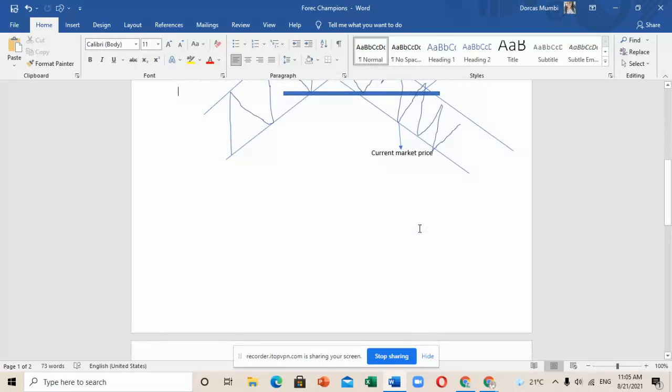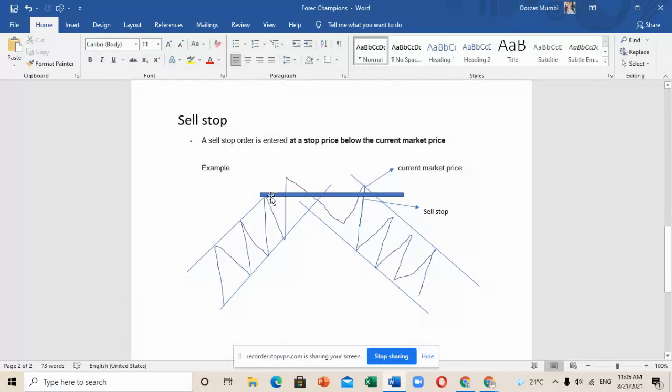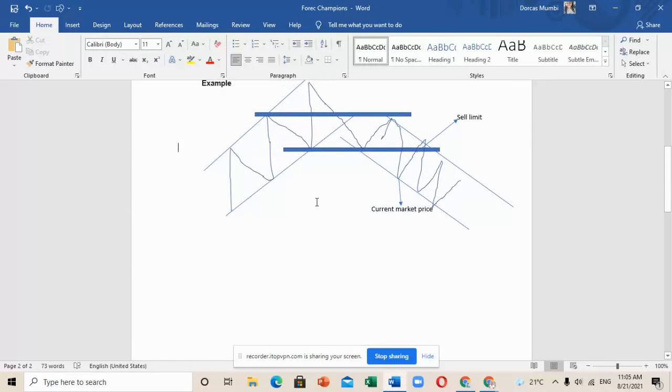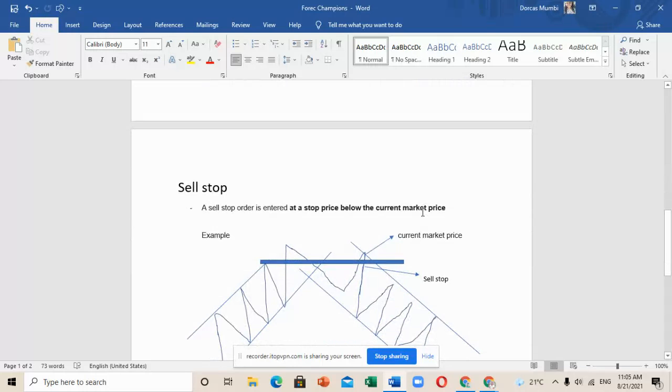So that is it for the sell limit. I would like us to go to what a sell stop is. A sell stop order is entered at a stop price below the current market price. If you have seen the difference, we usually place the sell limit order above the current market price, but when it comes to the sell stop, you must always place it below.